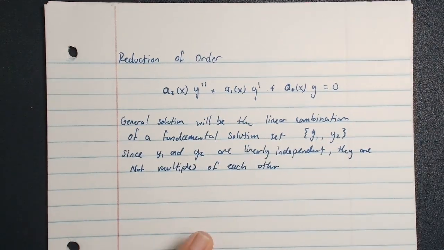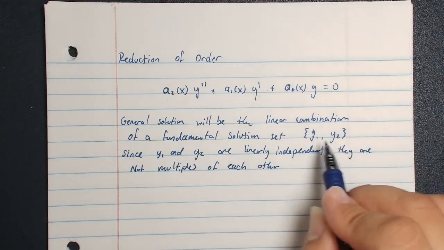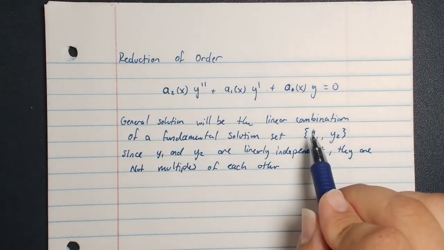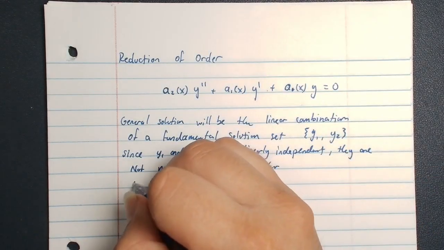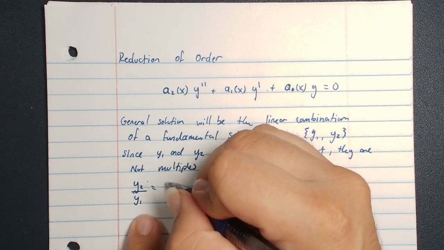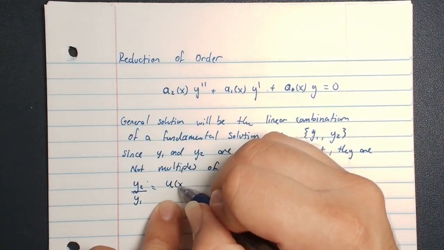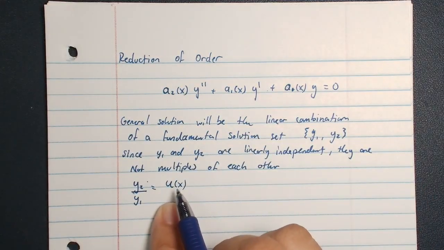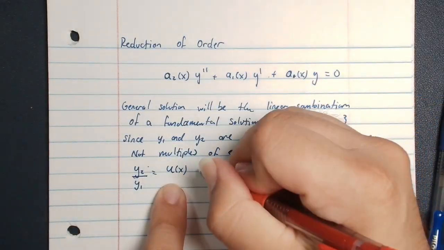If they're not multiples of each other, then if I were to divide them, I should get something that's not a constant. If this was double this one, dividing them would give me 2, or 1/2, depending on which way I divided. But if they're not just multiples of each other, then dividing one into the other, y2 over y1, should give me some function, which I'll call u of x, to highlight the fact that it actually is a variable function. Not constant.